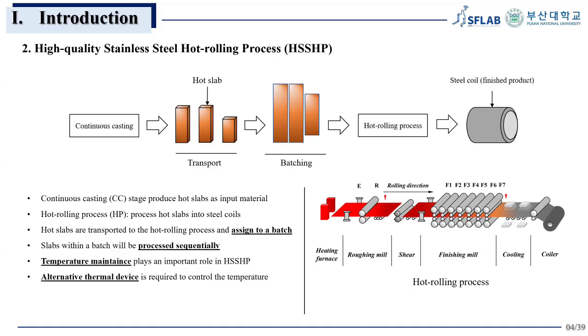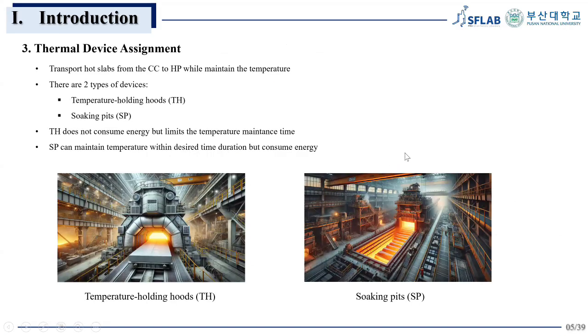Speaking of thermal devices, these are the thermal devices usually used in the steel coil factory. There are two types of thermal devices. Their main function is to transport hot slabs from the continuous casting to the hot rolling while maintaining the temperature. The first type of thermal device is the temperature holding hood, or TH. It does not consume energy. However, it can only maintain the temperature within a fixed period of time.